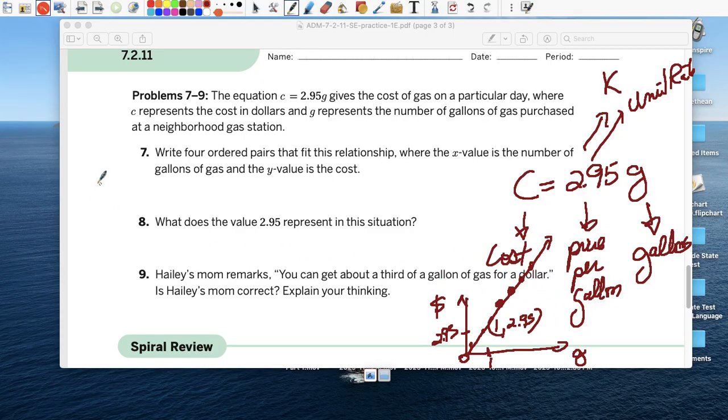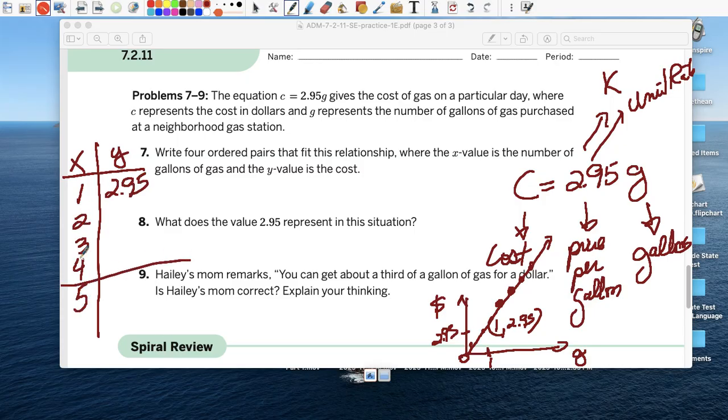So the easiest way to do that is to just create a table. They didn't give us numbers of gallons. We can just make it up. Look, 1 gallon, 2.95. 2, 3, 4, and I'll even do an extra one. Right? So 2 gallons, 2.95 times 2, I would pay $5.90. 3 gallons, I would pay $8.85. 4 gallons, I would pay $11.80. 5 gallons, I would pay $14.75.